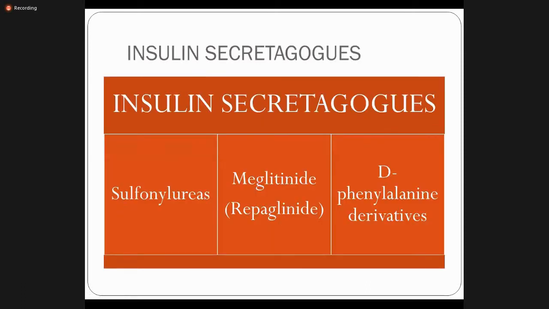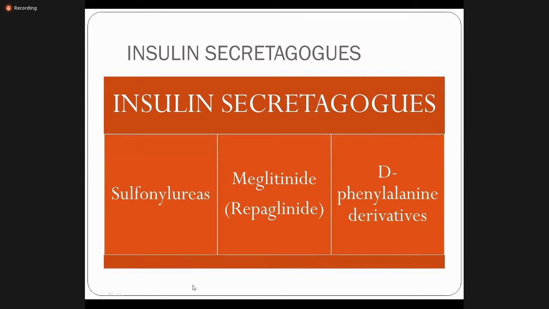Now, one by one, insulin secretagogues, we have 3 examples. One of the groups is the sulfonylureas. This is the main group that we will discuss. There are other examples, meglitinide and the phenylalanine derivatives, right? Like amino acid derivatives. But we are going to focus on sulfonylureas. And already we have discussed that insulin secretagogues means this group is going to stimulate or enhance insulin secretion.